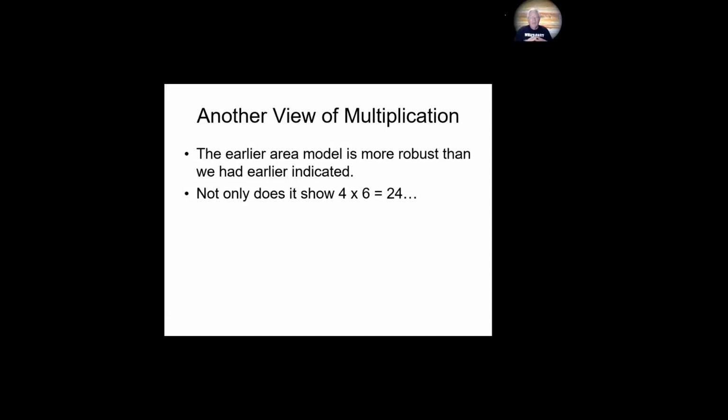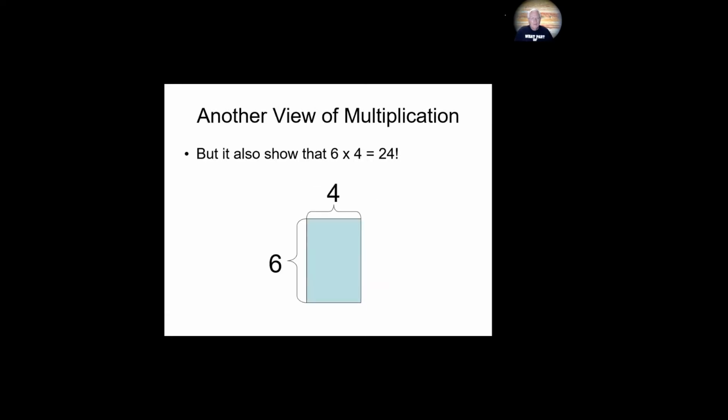Now, at this point, we can go back and show how our view of multiplication is probably more robust than you might have thought about in terms of the area model. Because the initial area model not only shows that 4 times 6 is 24, but imagine that we rotate it now and make it look like this. It also shows that 6 times 4 is 24.